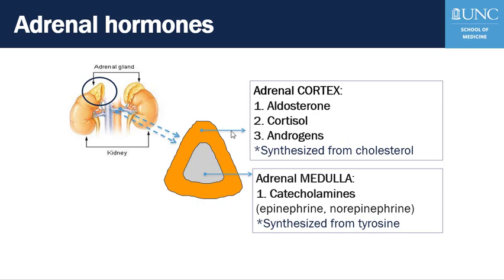And the adrenal cortex is responsible primarily for the secretion of aldosterone, cortisol, and several androgens. All of these adrenal cortex hormones are synthesized from cholesterol. The adrenal medulla is composed of entirely different tissue, namely nervous system tissue, and it's responsible primarily for the secretion of catecholamines, such as epinephrine and norepinephrine, and these hormones are synthesized from tyrosine.